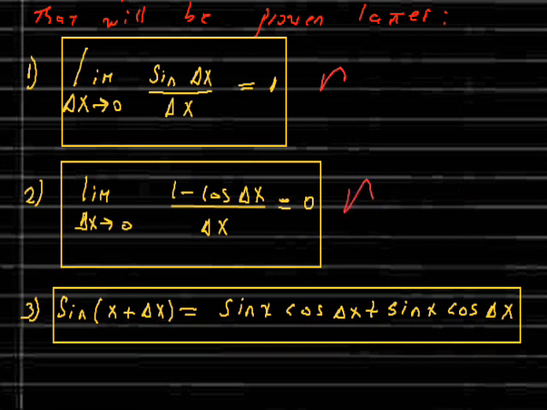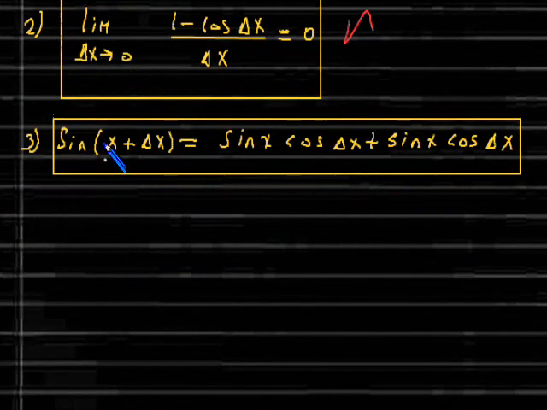And then I will also need this identity, namely that the sine of x plus delta x is equal to the sine of x times the cosine of delta x plus the cosine of x times the sine of delta x. So I will be needing this identity.